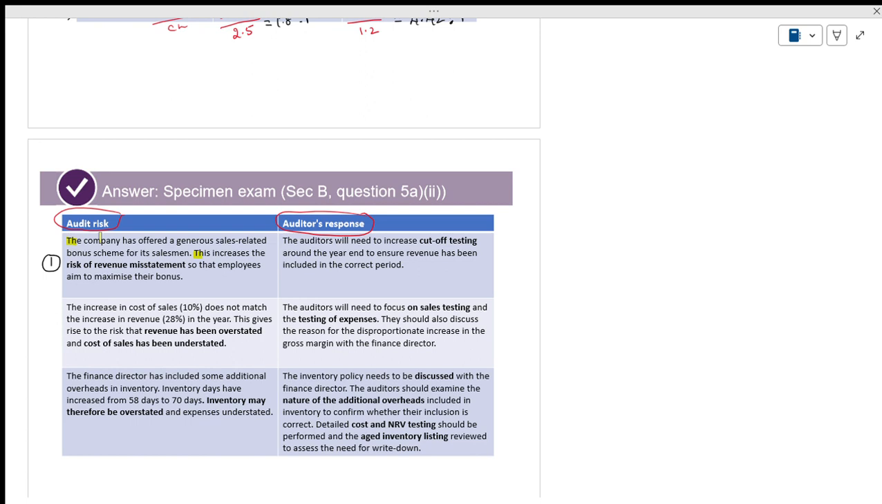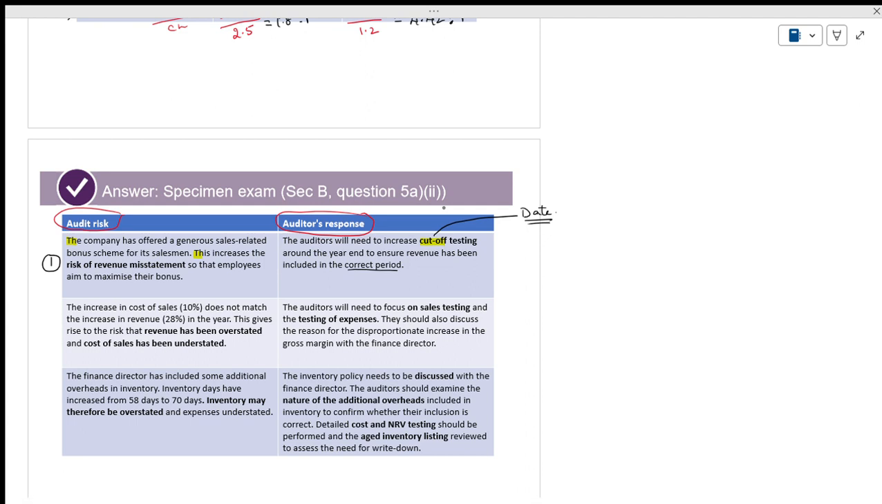This increases the risk of revenue misstatement, so that employees aim to maximize the bonus. Very simple. There are two sentences: the first sentence, take it from the question; the second sentence, you write on your own. This is the risk. Now, what is the response? You are an auditor. Need to increase testing around the year end to ensure cutoff. When you come across cutoff, immediately it reflects the date, to ensure that revenue has been recorded in the correct period.